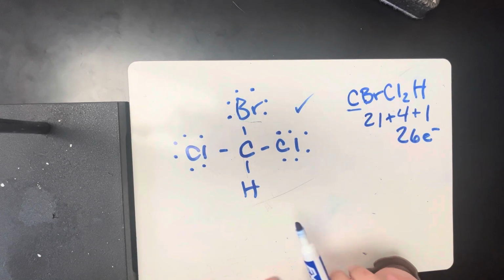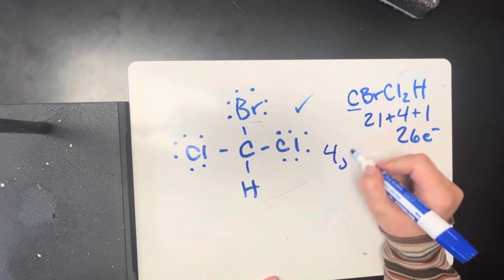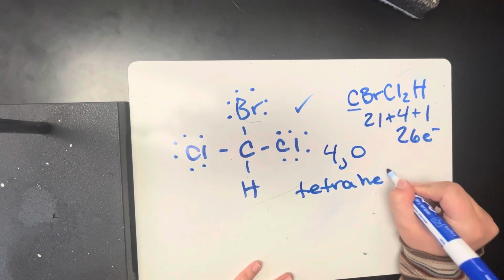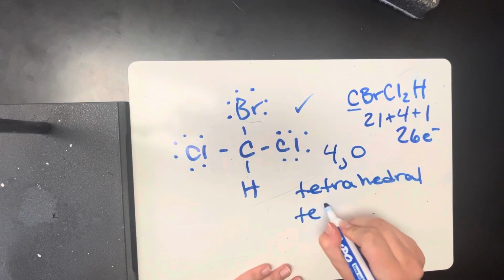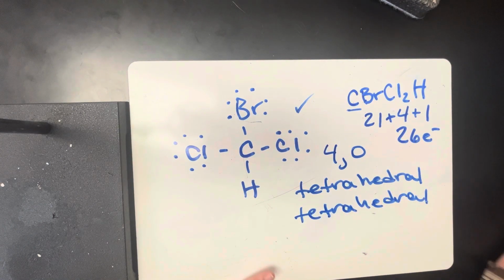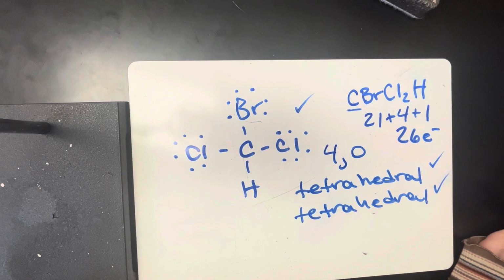So the orientation, you can see there's 4 bonds, no lone pairs. So it'd be tetrahedral. And if you've been studying and you know how to do the molecular geometry, you'd also know that it is tetrahedral. Okay, so we have our Lewis structure, we have our correct orientation and molecular geometry.